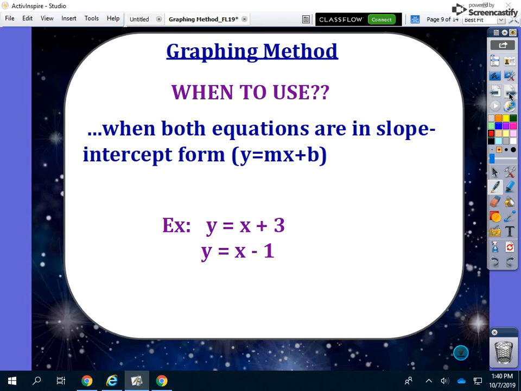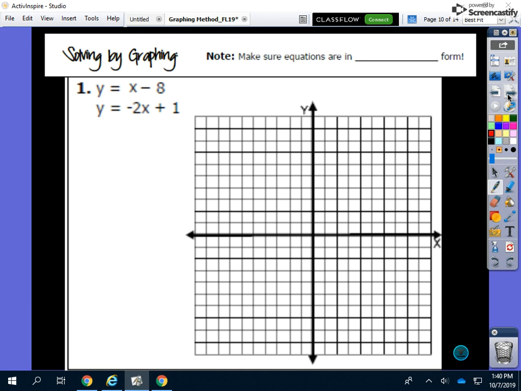The first method that you will learn today is called the graphing method. When is it best to use a graphing method? If you have both equations in slope-intercept form, the best method is going to be using the graphing method. Now I'm going to show you a few examples of how you solve these. Note, make sure equations are in slope-intercept form.